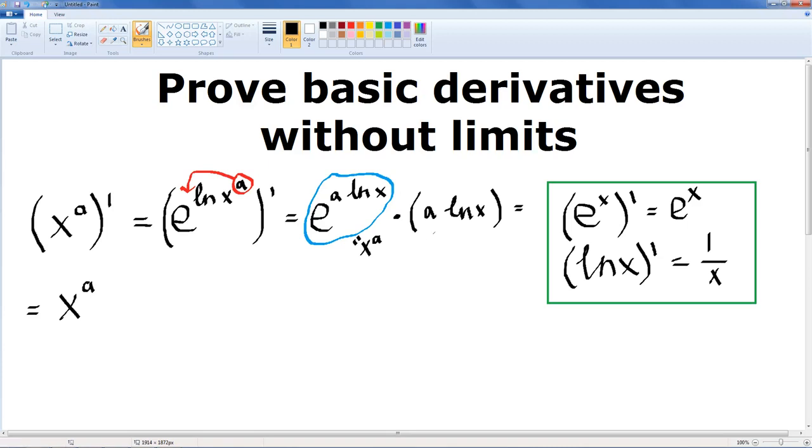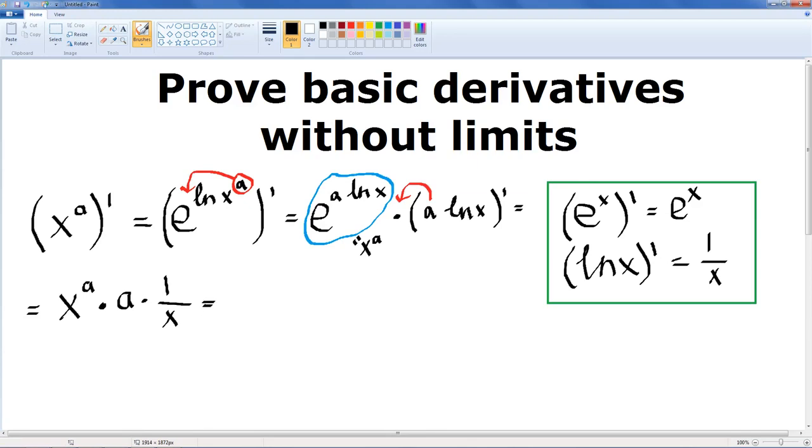Now, how do we find the derivative of a ln x? Well, a is just a constant, so we just put it in front. Sorry, I forgot the prime. So we just put it in front because it's a constant, so times a. And now, what is the derivative of ln x? Well, that is 1 over x, right?